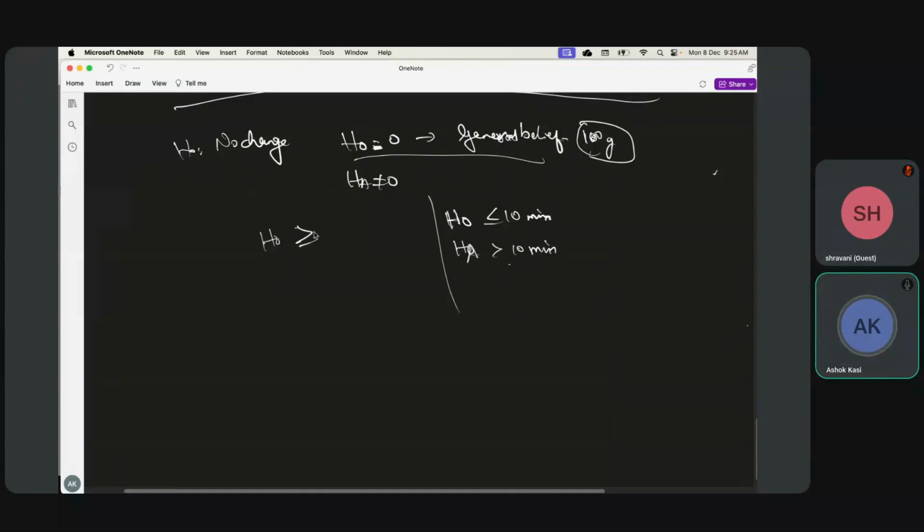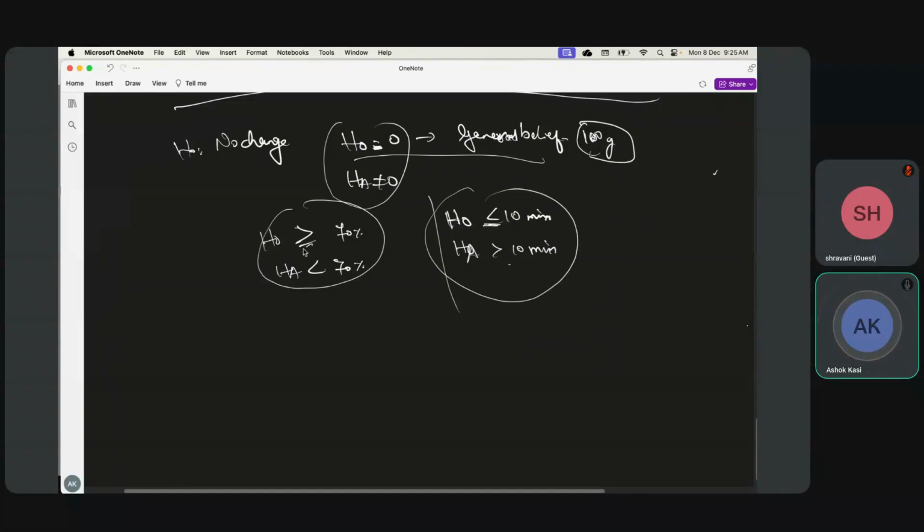So greater than or equal to means what? Say for example, Mr. A is giving an exam and he has always scored more than 70 percent. Alternative is, no, he is not always scoring more than 70 percent. So null will always have an equal to sign. Alternative will not have an equal to sign.